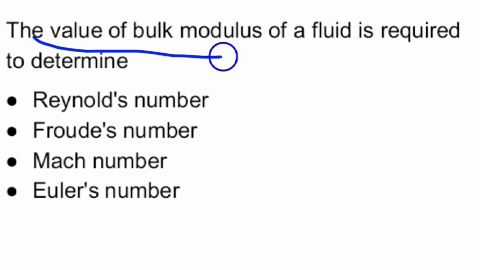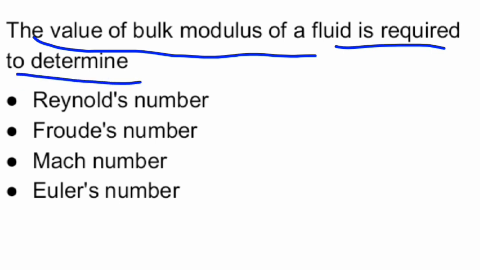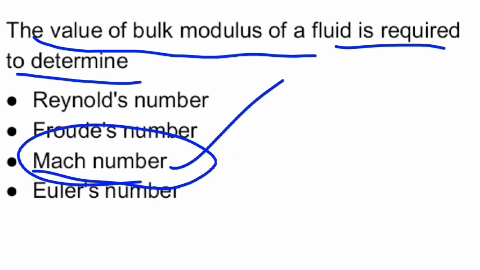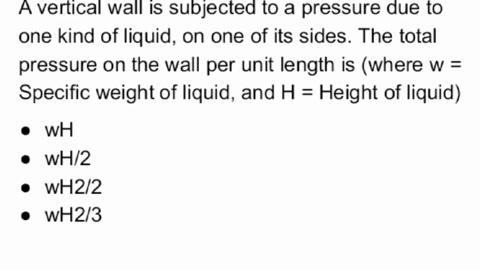Next one, the value of bulk modulus of a fluid is required to determine what? The value of bulk modulus of a fluid is required to determine Mach number. It is used to determine the Mach number.